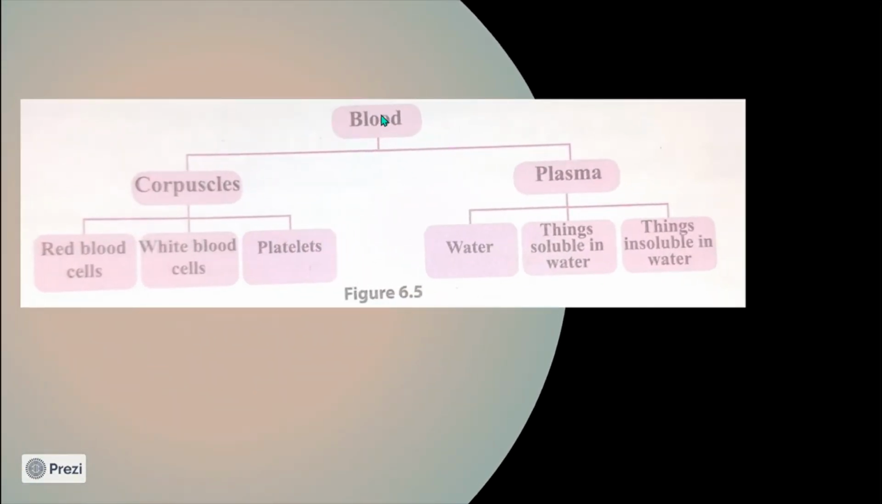The blood is divided into 2 groups based on its physical nature, the solid or liquid form. The corpuscles are the solid form and the plasma is the liquid form. The corpuscles are divided into 3 as red blood cells, white blood cells and platelets. The plasma is divided as water, things soluble in water, and things insoluble in water.